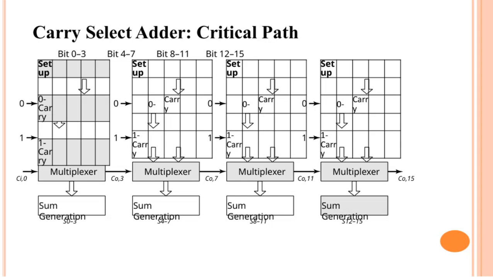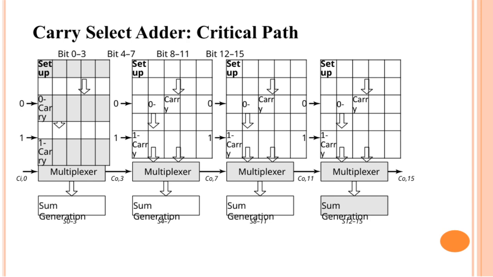Here we're focusing on the critical path of the carry select adder. The design divides the addition process into different groups of bits: bits 0 to 3, 4 to 7, 8 to 11, and 12 to 15. Within each group, sum generation happens for both possible carry inputs, 0 and 1, simultaneously. This means that for each group, we prepare two possible sums, one assuming the carry-in is 0, and the other assuming it is 1. After sum generation, a multiplexer selects the correct sum based on the actual carry coming from the previous group. This selection process is crucial because it determines the correct output sum for those bits.